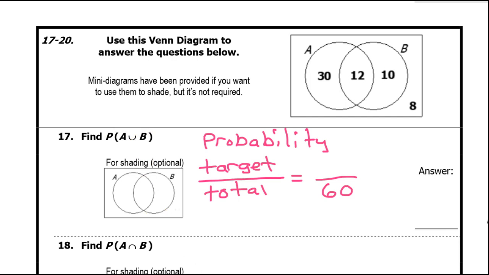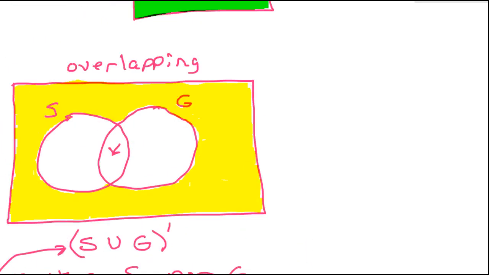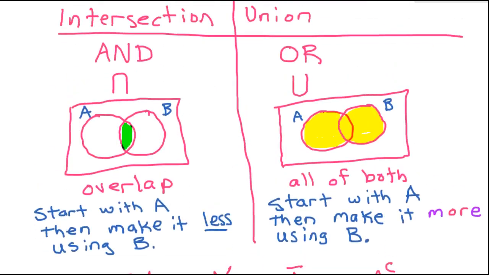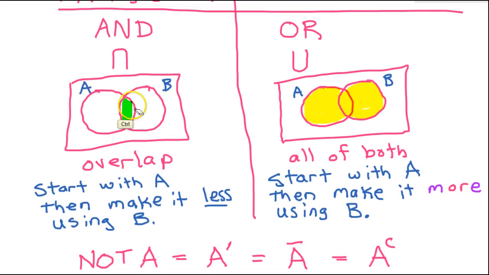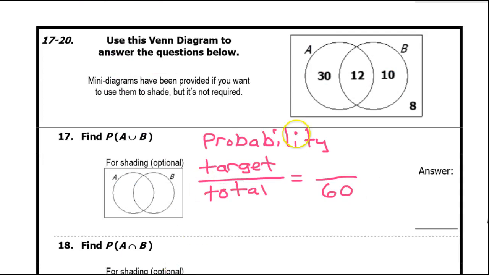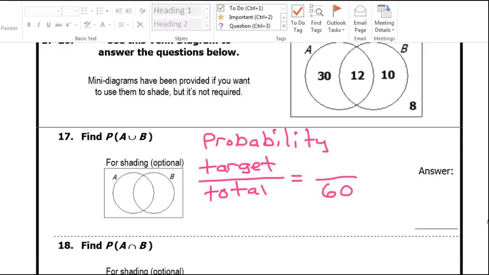So understand the following. Let me scroll to my general notes here. Okay, A and B is the overlap between A and B. A or B is all of both. Okay? In either case, you can start with A, and then if it's and, you make it less using B. If it's or, you make it more using B. So that's one way to think of it. But you know what? This one is pretty straightforward.